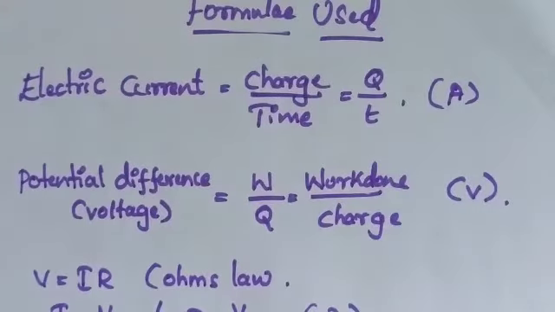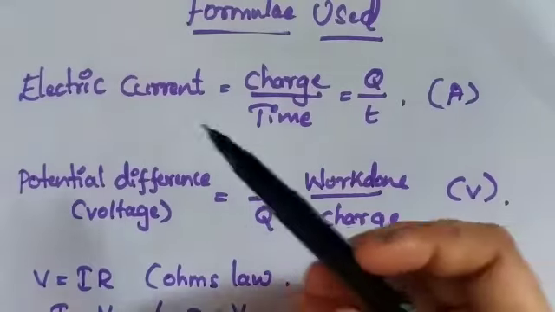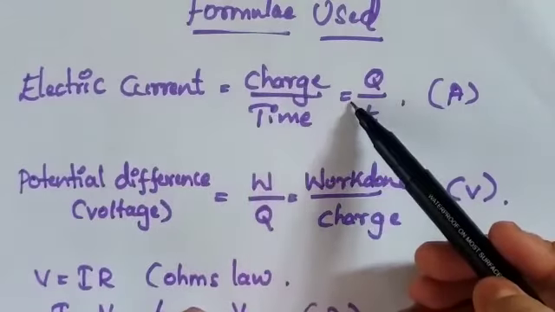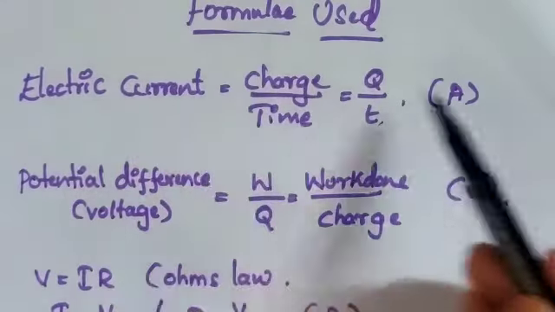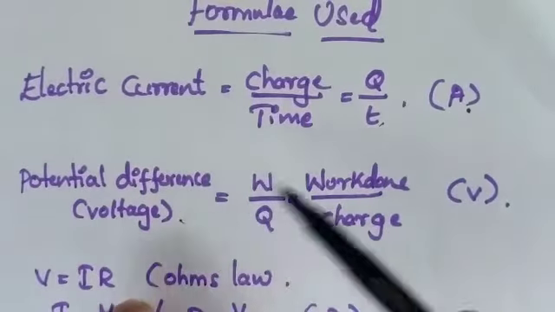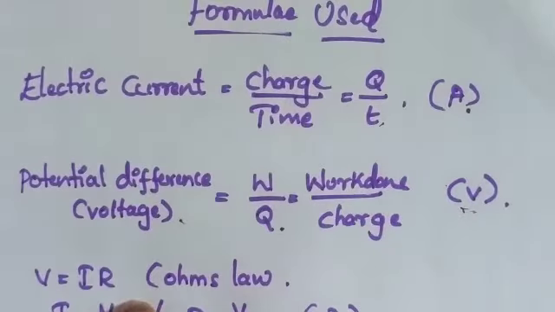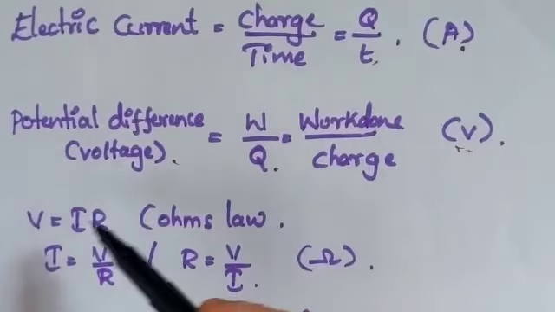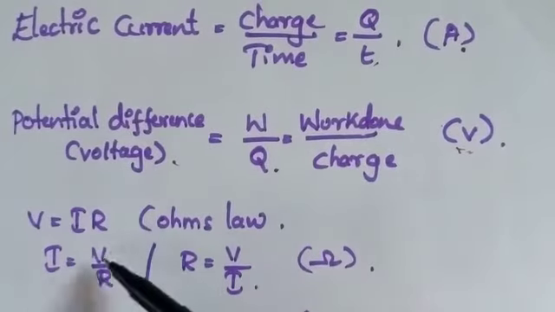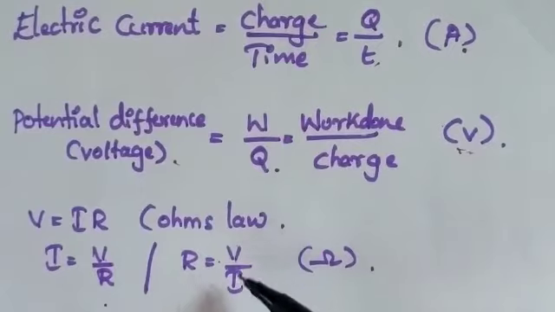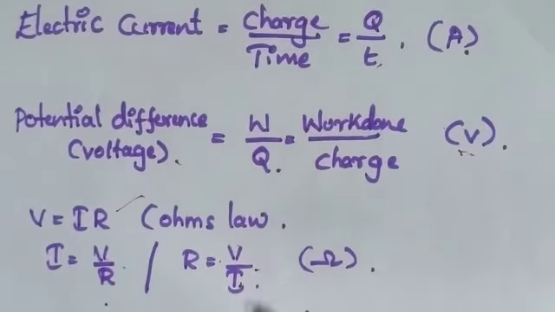Next, at last I have grouped some of the formulas into one place, so when it is near to examination you can refer to this. So the first formula, electric current is charge by time, or Q by T. SI unit is ampere. Potential difference is work done by charge, that is W by Q, and its unit is volt. And the formula for Ohm's law: V equals IR, or I equals V by R, or R equals V by I. So based on this you are going to get these formulas.